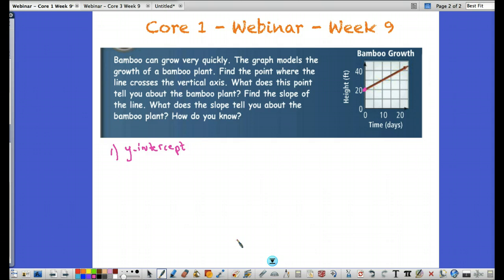So the point right there is 0, 20, and that is exactly right because you go 0 for x, but then you go up 20 for y. So what I want you guys to type, you're going to type some words. What does that point mean then about the bamboo plant? What is it, 0, 20? What does that tell us in words?